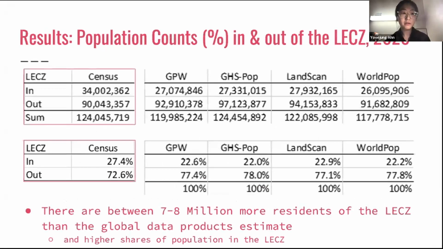So this is the summary of the population count in and out of LECZ in 2020. As you can see from the table, the top 2 tables describe the population count, and the bottom 2 tables show the population proportion. As you can see from the top 2 tables, the global products tended to underestimate the population inside of LECZ. However, they overestimate the population outside of LECZ. So there are 7 or 8 million more people in LECZ from census than from the other global product estimations.